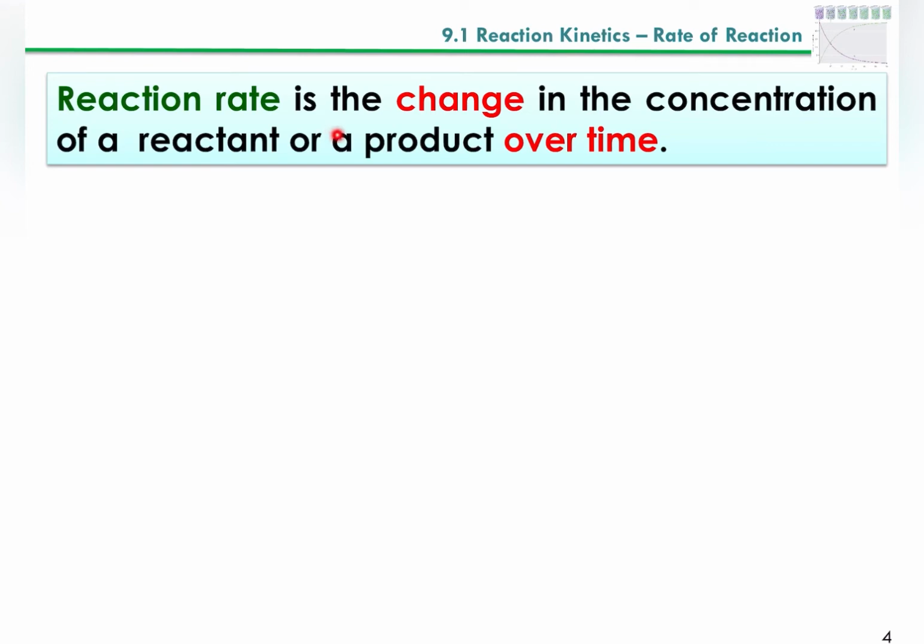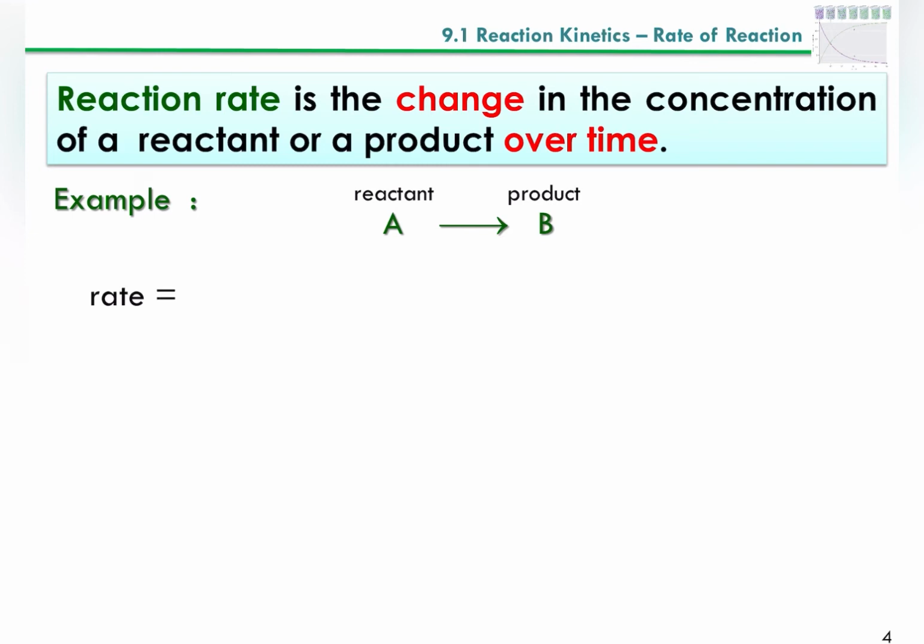Reaction rate is the change in concentration of a reactant or product over time. So I highlight the words change and over time because this is very important. So for example, I have A as my reactant to produce my product B. So what will happen if I want to write the expression for rate? I'm going to write for the reactant and the product as well.